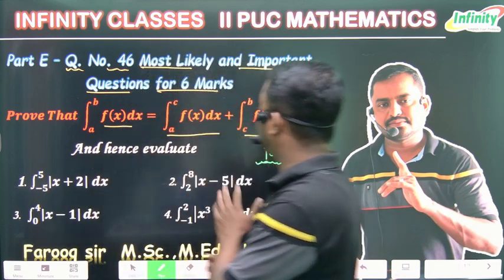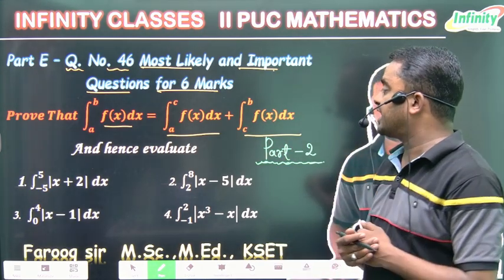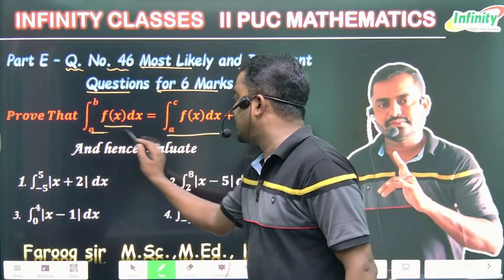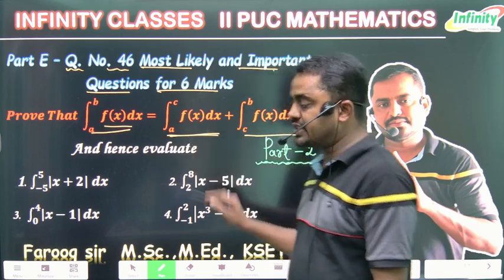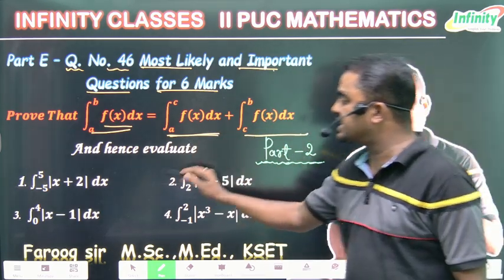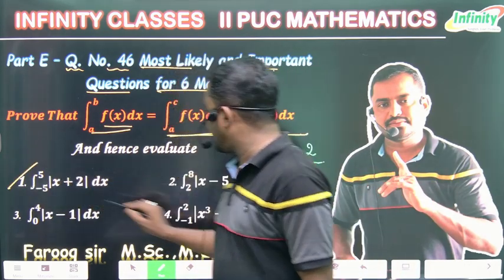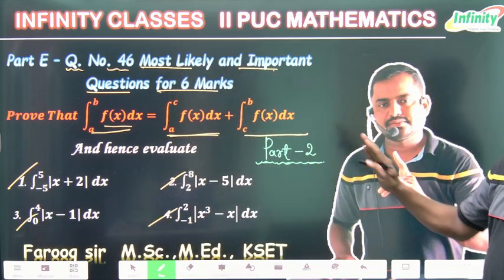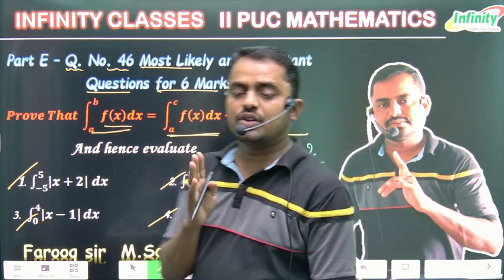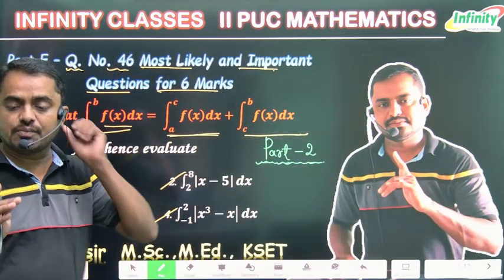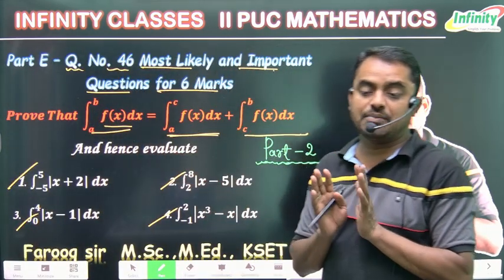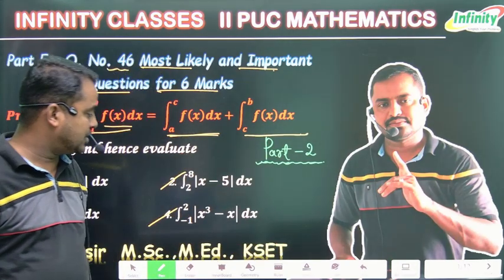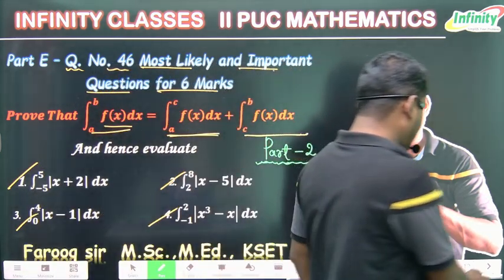So look at the first proof: integration of a to b f of x dx is equal to a to c f of x dx plus c to b f of x dx, and hence evaluate problems number 1, 2, 3 and 4. On the basis of this property we have 4 problems. Out of these, maybe the property or any one problem will appear in the annual exam. So let us first prove the property now.